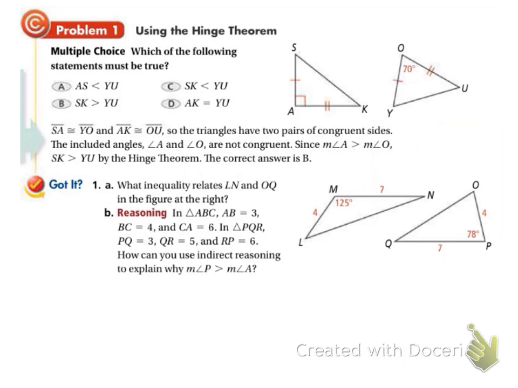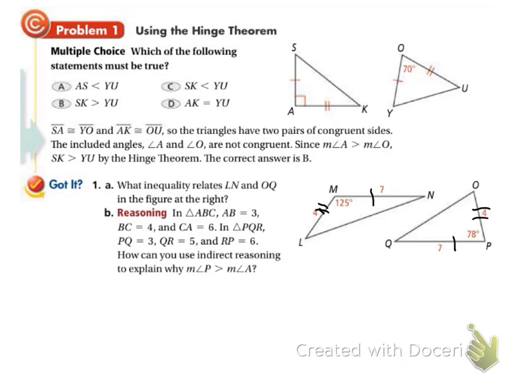So let's put it into practice. Let's just look at our Got It problem down here. They ask what inequality relates LN and OQ. So MN is 7 and QP is 7, so these are congruent. ML is 4 and OP is 4, so these guys are congruent.